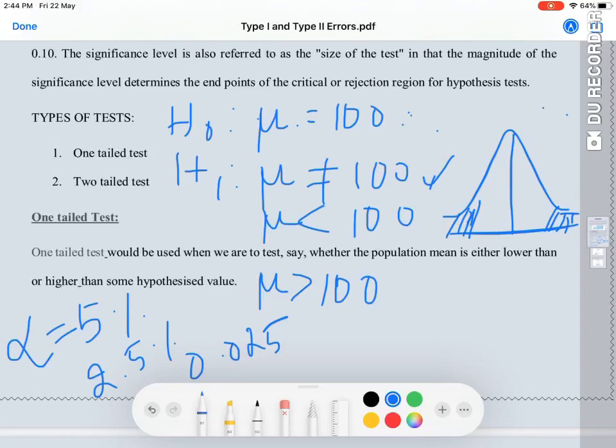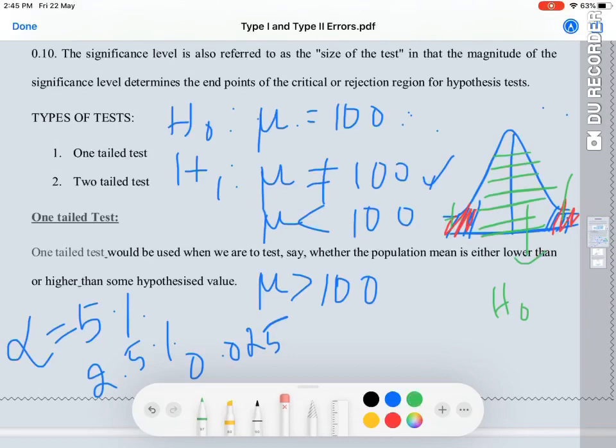Now this area is called the rejection region, and the remaining part is called the acceptance region. The rejection region is denoted by alpha. If the calculated value, the value which I calculate with the help of the formula, falls in the acceptance region, then I accept h naught. If it falls in the rejection region, on either side, then I reject h naught. So that is a two-tailed test.